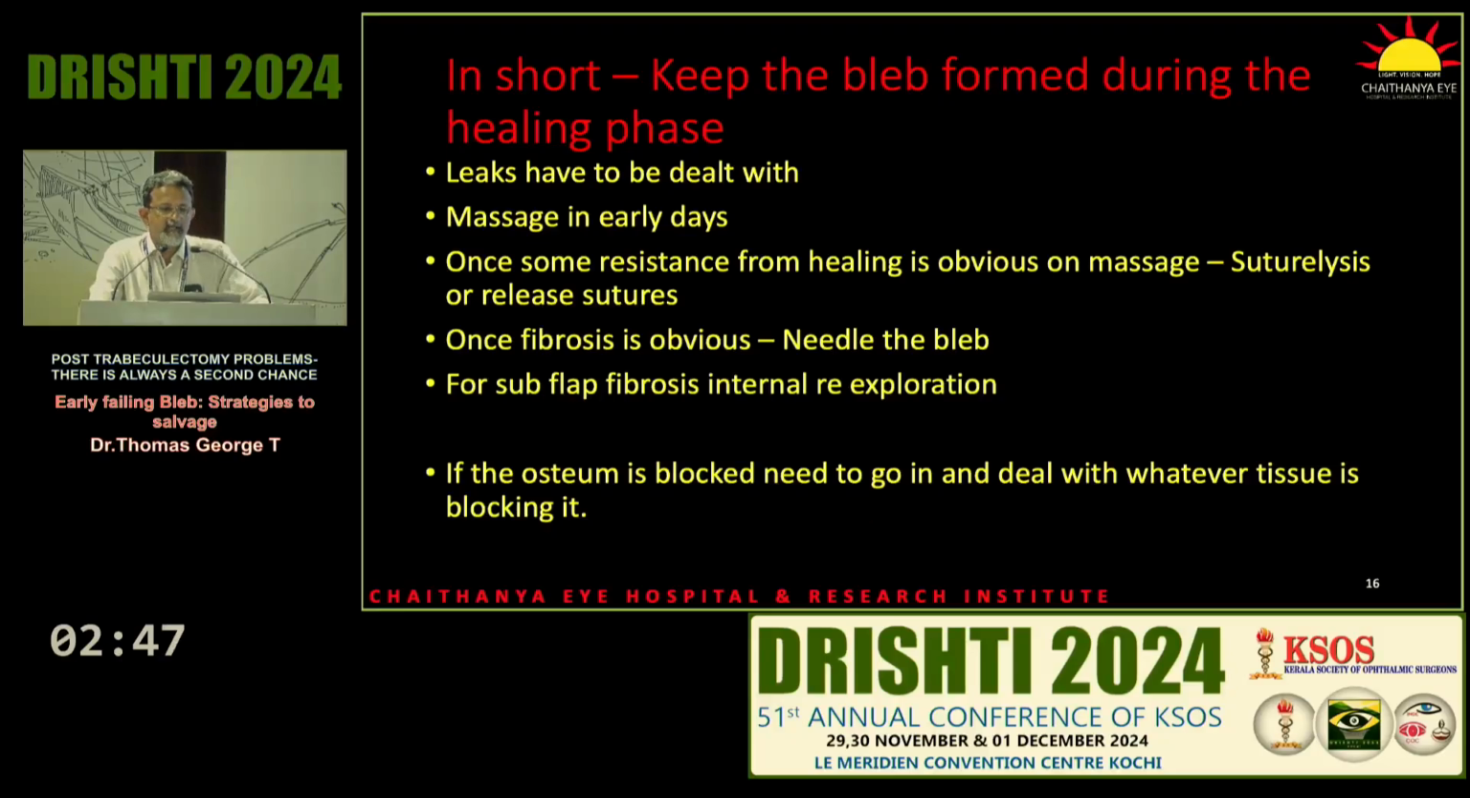In short, leaks have to be dealt with in the immediate post-op to keep the bleb formed. Massage the bleb up in the early days and wait at least 2 weeks before we do a suture lysis or a release of a suture. Once fibrosis is obvious, go for needling of the bleb, and if there's a subflap fibrosis, we can consider internal re-exploration also. And if, on gonioscopy, the ostium is blocked, we need to go in and deal with whatever tissue is blocking the ostium.